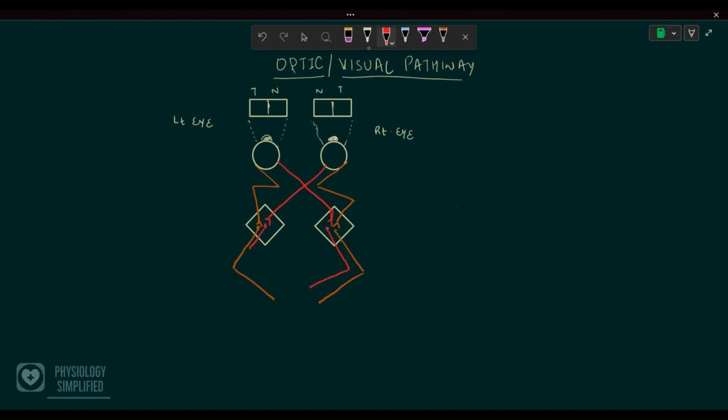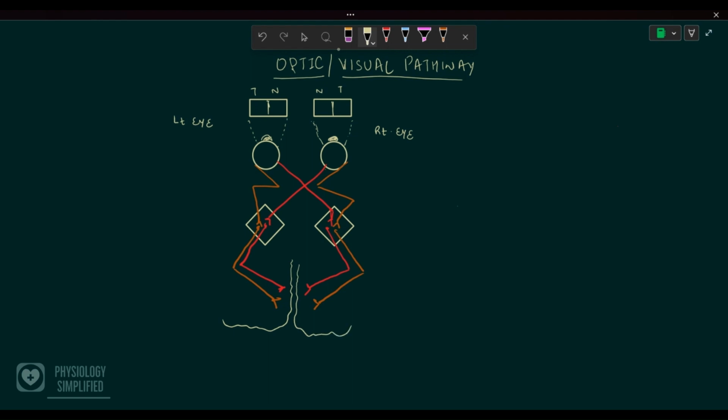So this visual pathway can be viewed on the ventral surface of the brain. And our ventral part of the brain is concerned with the vision. The centers for vision are located in the occipital lobe of the brain.